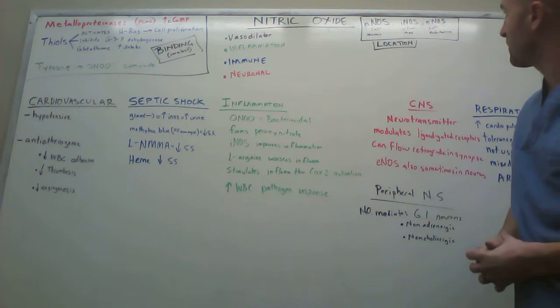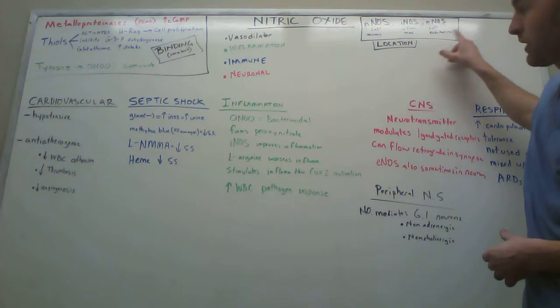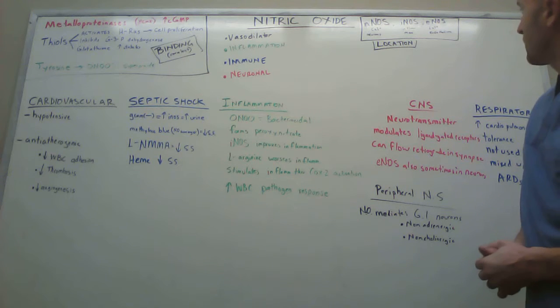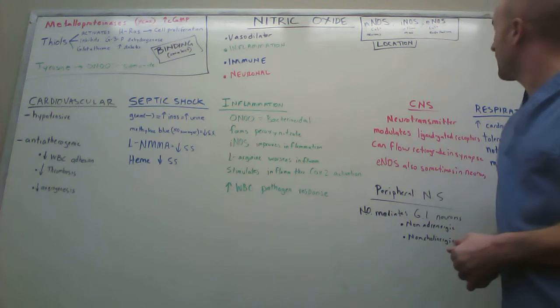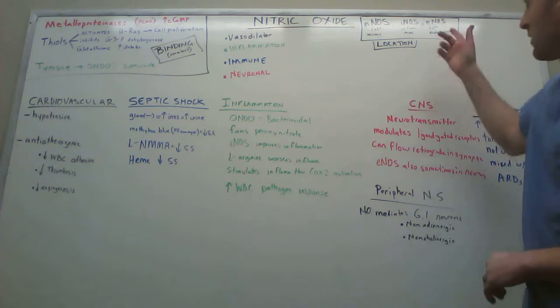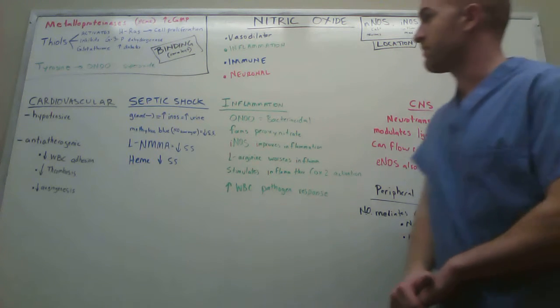Lastly, E-NOS, or NOS3. This would be NOS2, this would be NOS3. E-NOS is found in the endothelium. E for endothelium. And it is also stimulated by calcium.